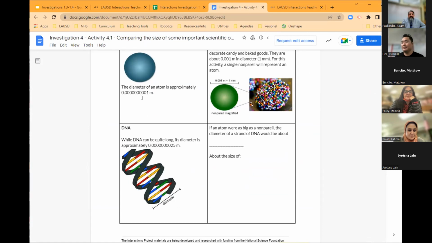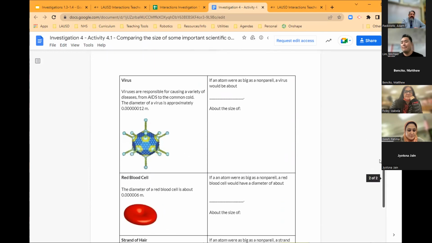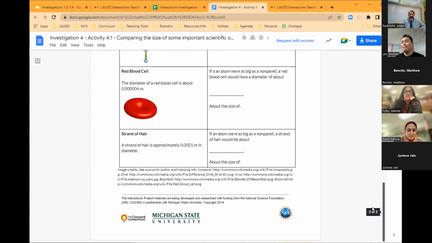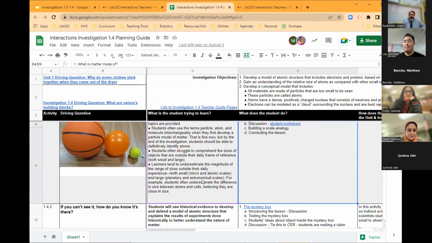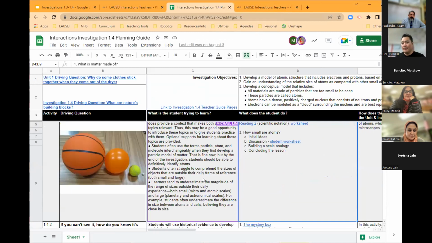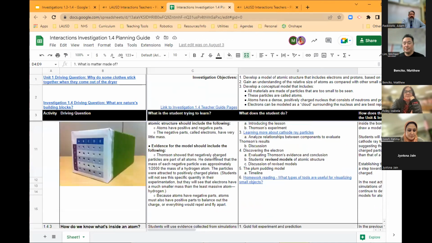So they figure out, what is the proportion here? This is how many times larger than this. So they figure out how big DNA would be, how big a virus would be, how big a red blood cell would be, and a strand of hair. We want to get used to using that term particle and really get an idea of what atoms are.